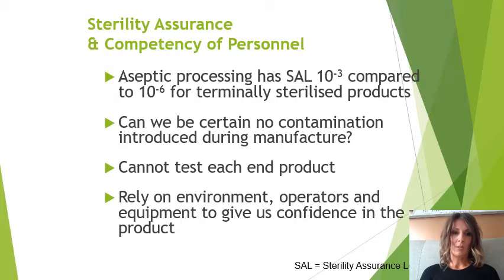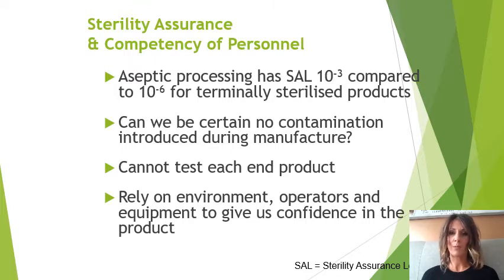So the sterility assurance and competency of personnel. Aseptic processing has a sterility assurance level of 10 to the negative 3 compared to 10 to the negative 6 for terminally sterilised products. So a sterility assurance level is a term used in microbiology to describe the probability of a single unit being non-sterile after it has been subjected to the sterilisation process. Obviously, in an aseptic production unit, there is no terminal sterilisation. We have to have assurance that final product is fit for purpose. So can we be certain that no contamination has been introduced during manufacture in our aseptic production units? The answer is no, we can't.